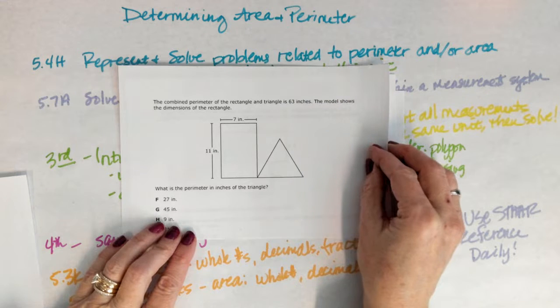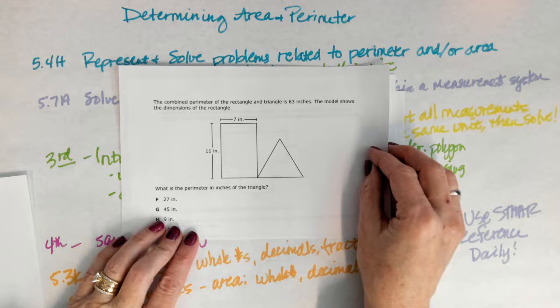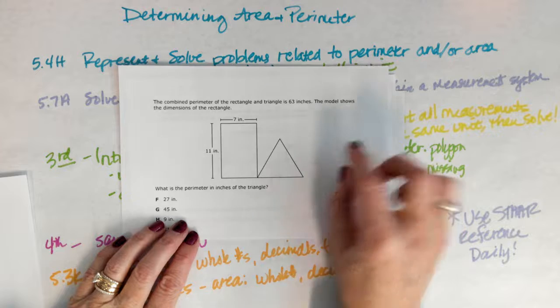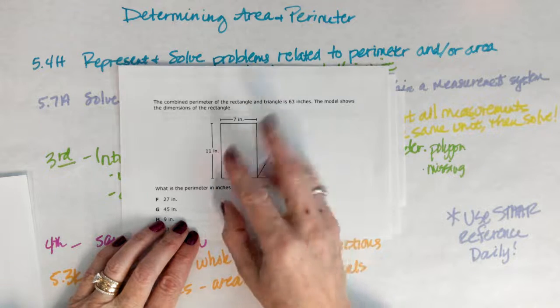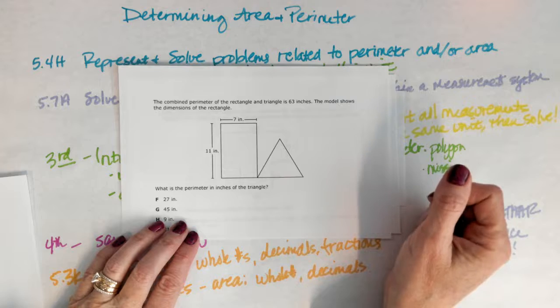This one is a combined figure again, but here we're not just using rectangles. So you can see with this problem we have the perimeter of both of these figures given to us, the total, and then we have to find the perimeter of the equilateral triangle. So we're able to look at this and say, what's the perimeter of the rectangle, subtract that out of the total, and then we'll know what the perimeter is of the triangle.